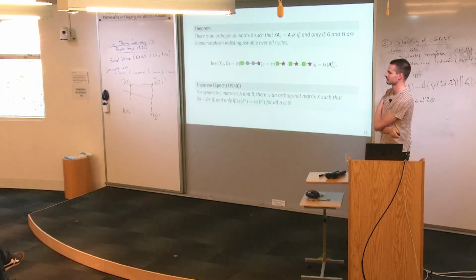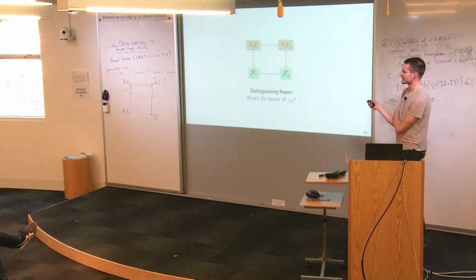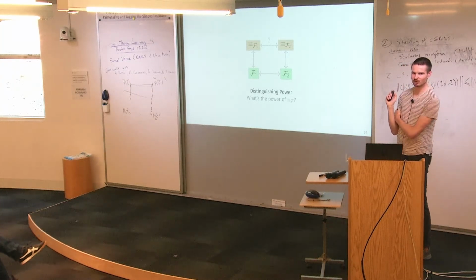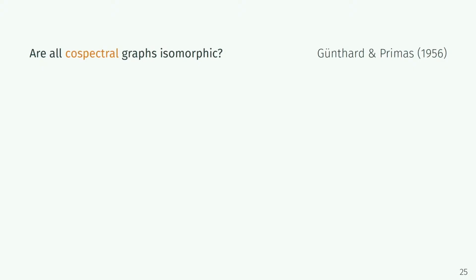Thank you. Okay, now I'd like to move on to the second part, distinguishing power, which is maybe more interesting or more closely related to GNNs. Okay, so I'd like to start with a bit of a historical excursion. In the 1950s, people asked this question: are all co-spectral graphs isomorphic? Do all graphs with the same eigenvalues have to be isomorphic?